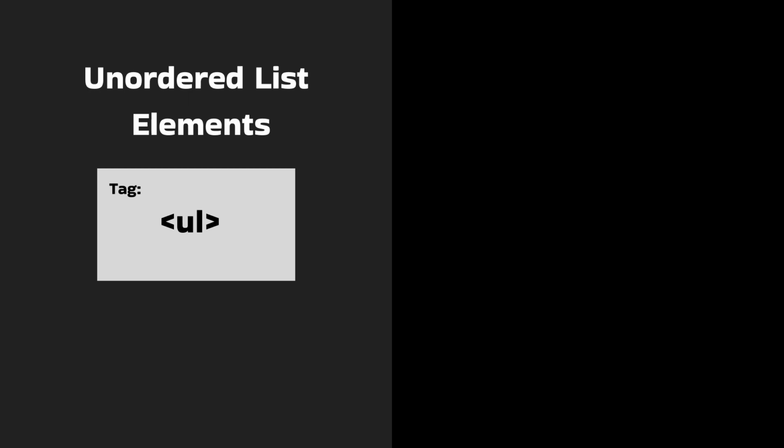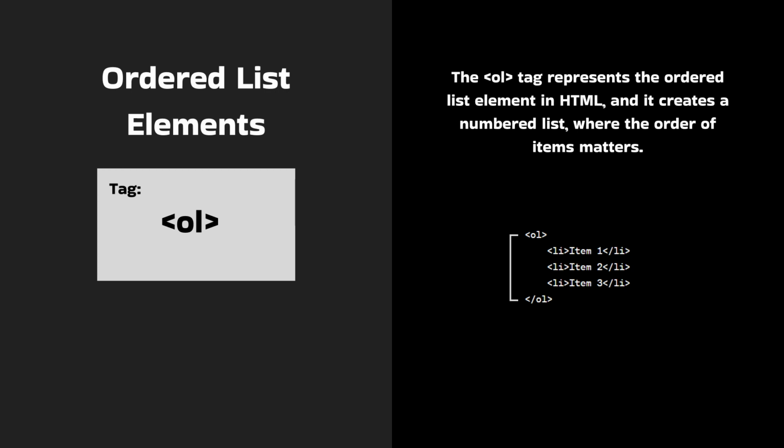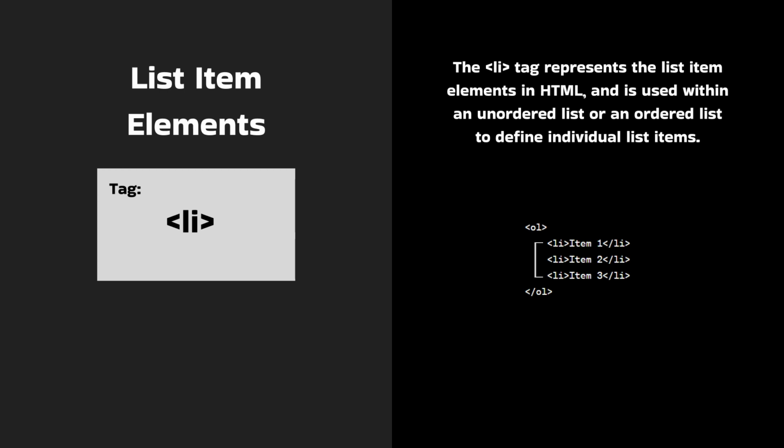Unordered list elements. The UL tag represents the unordered list element in HTML, and it creates a bulleted list, often used for listing items without a specific order. Ordered list elements. The OL tag represents the ordered list element in HTML, and it creates a numbered list where the order of items matters. List item elements. The LI tag represents the list item elements in HTML and is used within an unordered list or an ordered list to define individual list items.